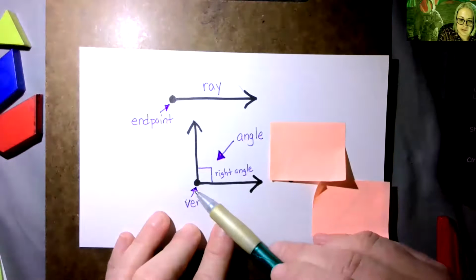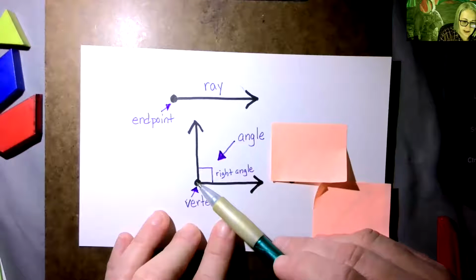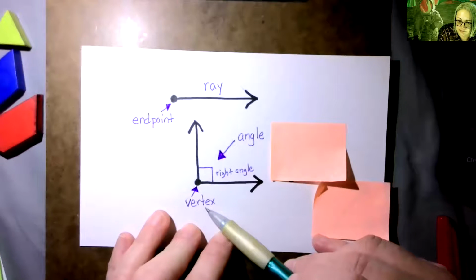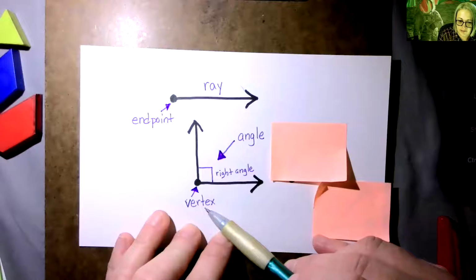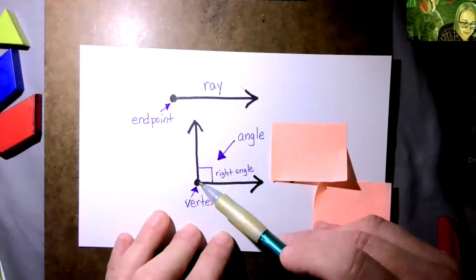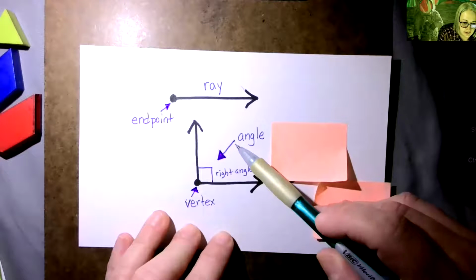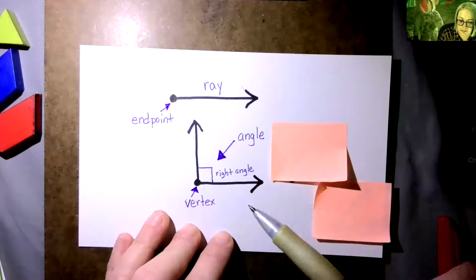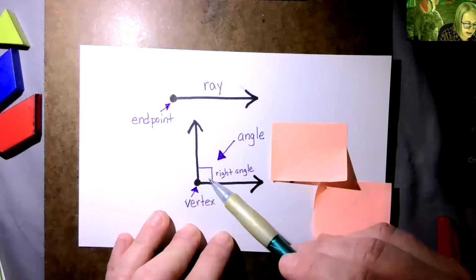And then when you put two rays together at the same end point, that point where they come together is called the vertex. Now, we've had trouble figuring out what a vertex is, but that's where two rays or two sides come together at their end point. And the angle is what is on the inside of those rays where they come together. And then when you put more rays together, you make shapes, but we're looking at the angle parts today.